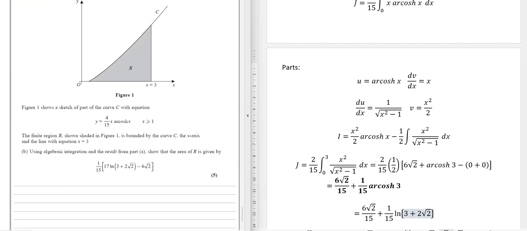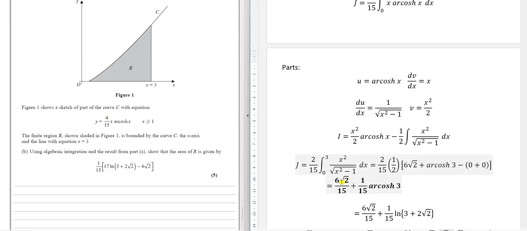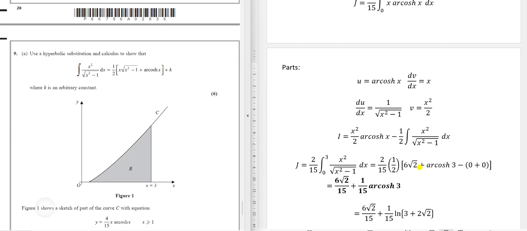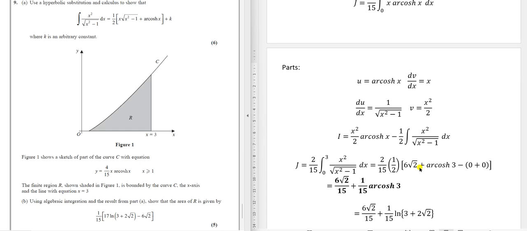Check what's asked for. 17. No idea where the 17 has come from. We have positive 6 root 2 over 15, which is worrying all on its own. Ah, I see what's happening.